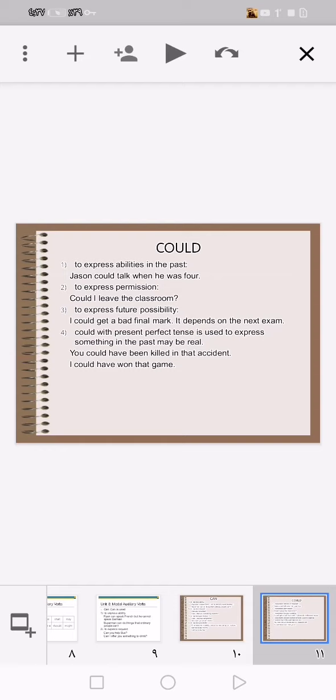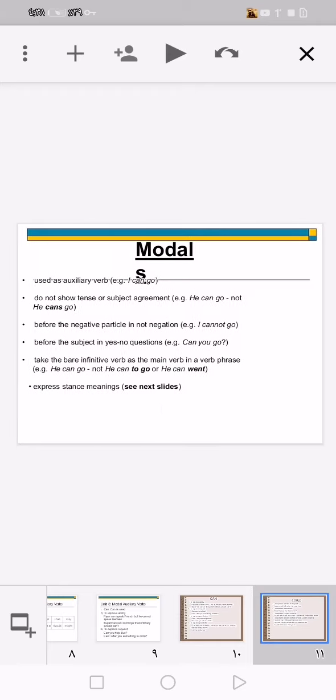Number four, could with the present perfect is used to express something in the past that may be real. You could have been killed in that accident. I could have won that game. طبعا استخدامات could with the present perfect tense. The present perfect tense يا طلاب بالمضارع التام. شو راح تصير الجملة for example. You could have been وراها killed, verb in the past participle, in that accident. I could have won that game. Won هو أيضا verb in the past participle.